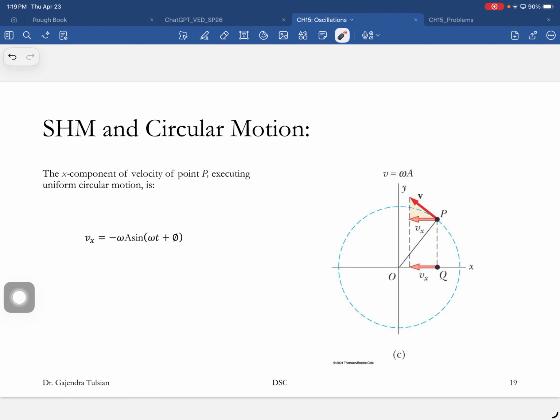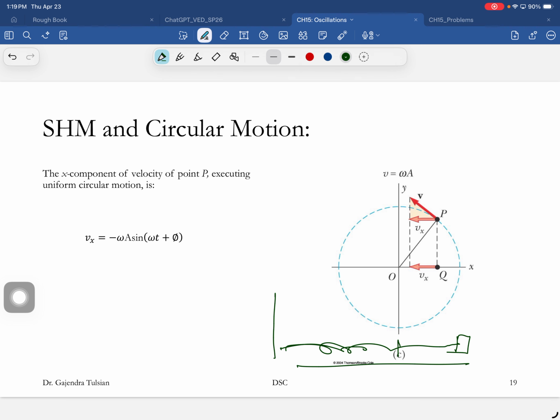I'm not going to go over the derivation. Here's the speed of this object, and that's constant. The velocity is changing. But if you take the x component of this velocity, there's that velocity, and that's exactly the velocity of this mass attached to the spring. There's the equilibrium position. So the velocity of this guy at this location is exactly equal to this velocity.